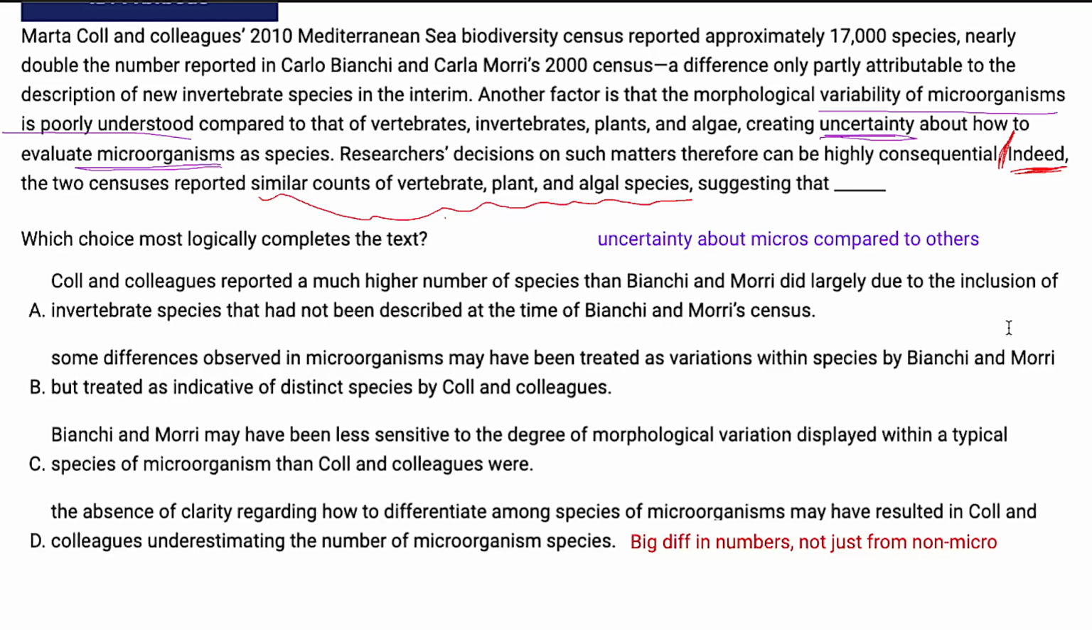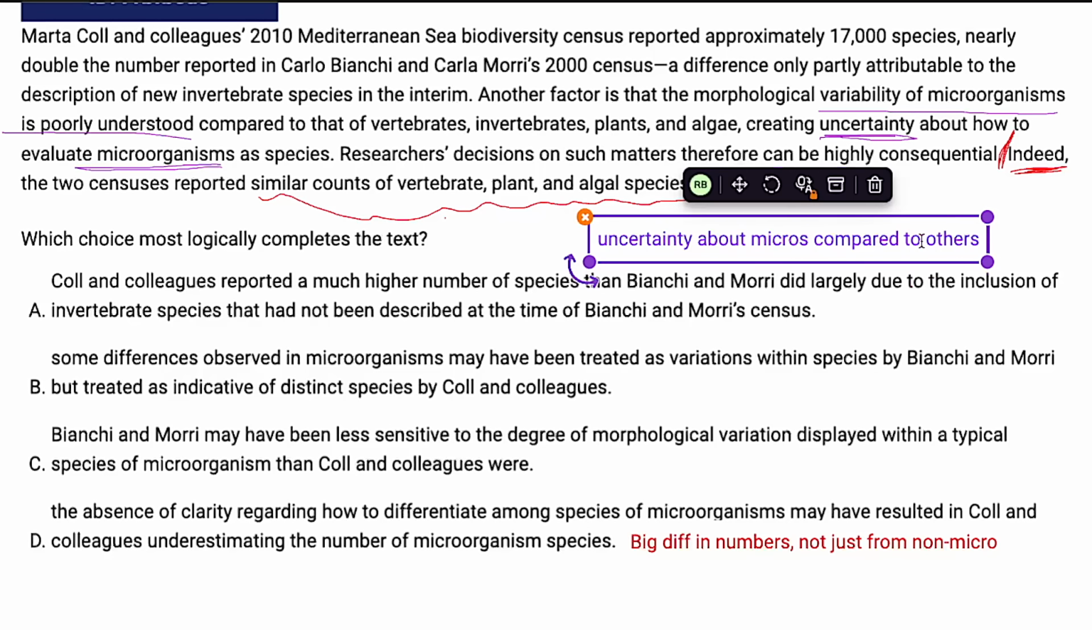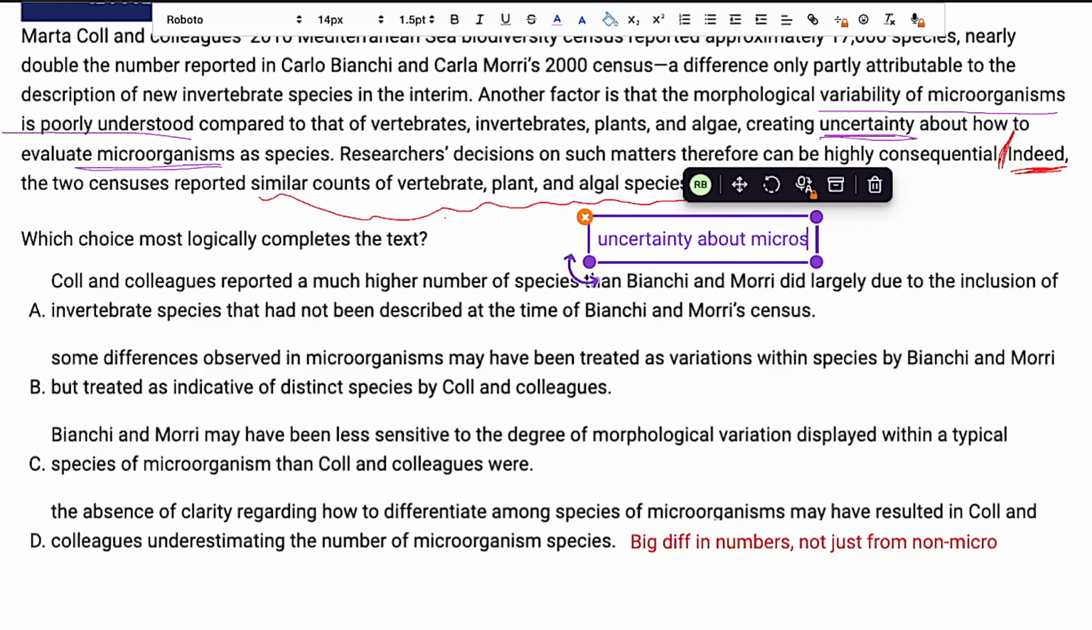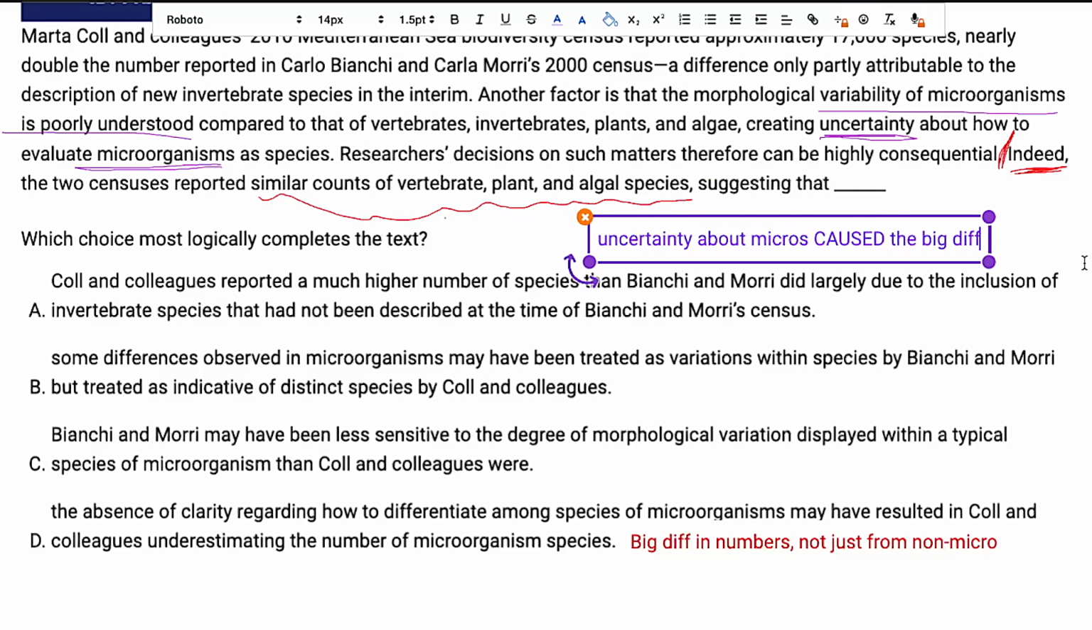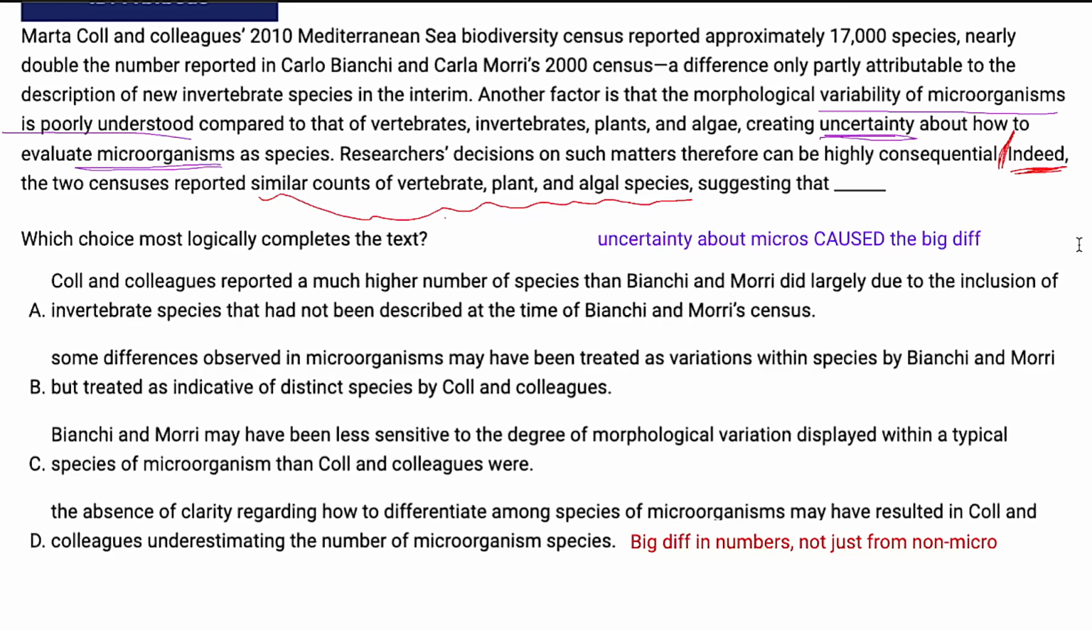Okay, so with these two things written in my own words, I can finally get back to the crux of the matter, which is saying decisions can be highly consequential. The two censuses actually had similar counts of all these other things, suggesting that what? Suggesting that this uncertainty about the micros caused the difference, right? So I would maybe even just add that: uncertainty about micros caused the big difference in numbers in these two censuses. So that's what I'm looking for.